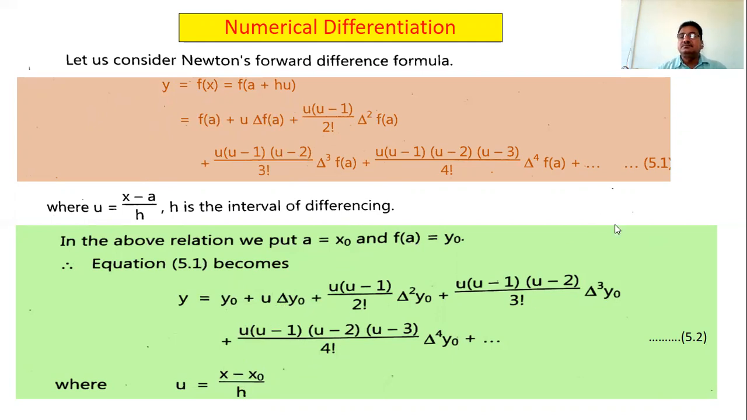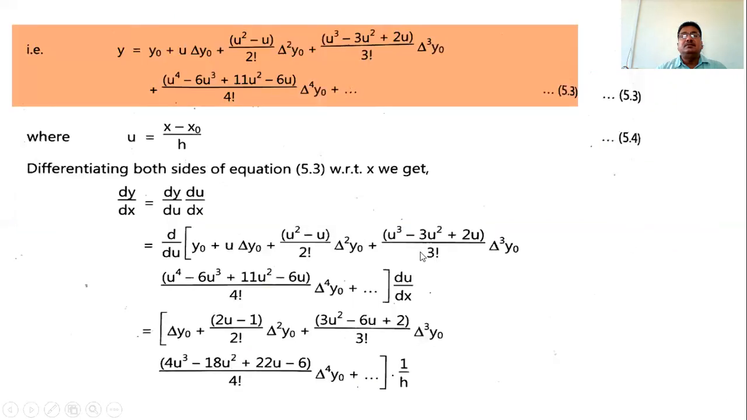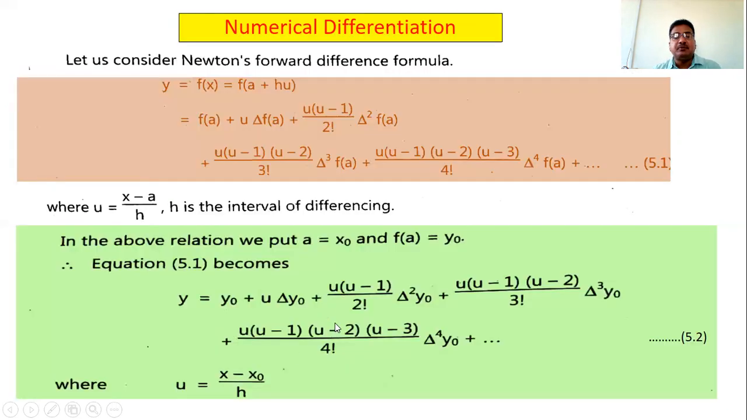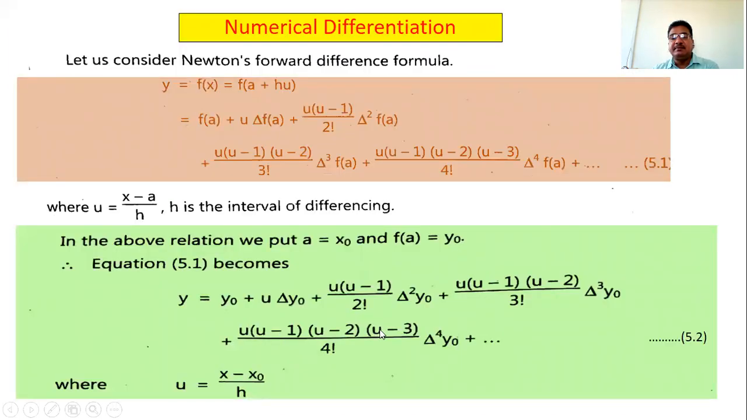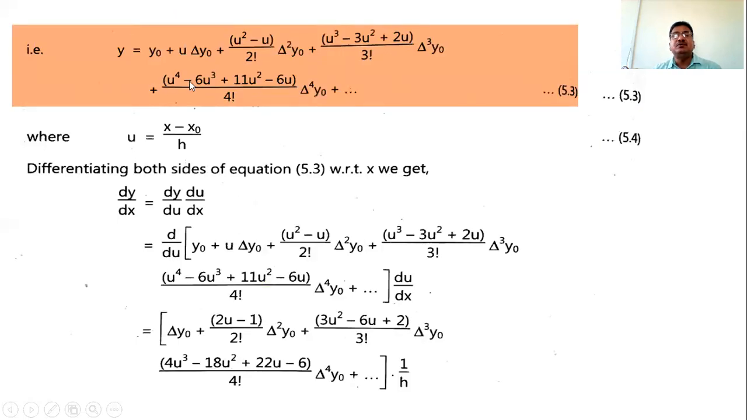Then this is the simplification of the previous formula, multiplied out, because we have to differentiate this function y. So u² minus u, and the multiplication of these three brackets is u³ minus 3u² plus 2u. Then the multiplication of these four brackets is u⁴ minus 6u³ plus 11u² minus 6u, divided by 4 factorial Δ⁴y₀. Again u is (x minus x₀) divided by h.